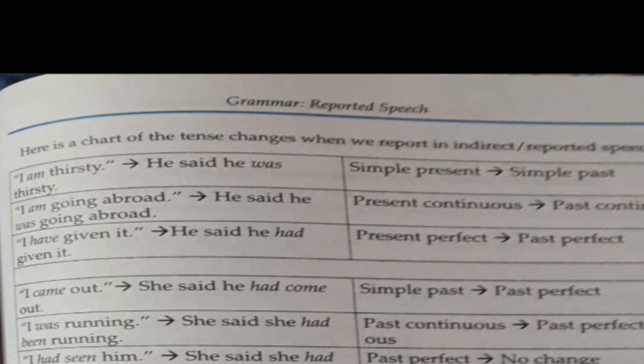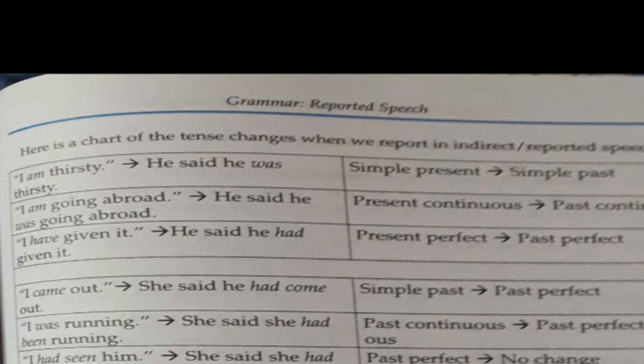"I had seen him" is past perfect. "She said she had seen him" is no change. Okay. So "I will eat" is simple future. "She said she would eat" is future. "I will be studying" is future continuous. "She said she would be studying" is future continuous. "I will have gone" is future perfect. "She said she would have gone" is future perfect.